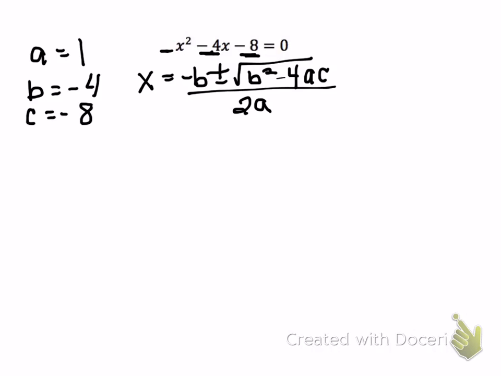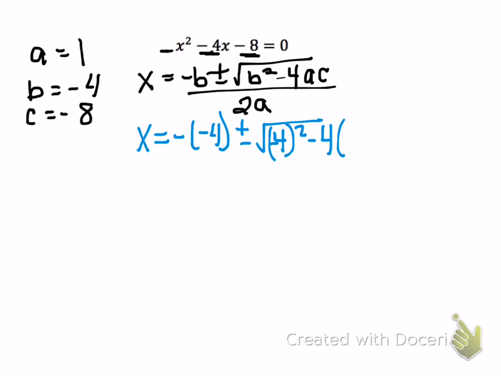I always like to write the formula just because it's a good foundation. Helps me remember what needs to go where. Now I'm going to go ahead and start plugging things in. So x equals the opposite of my b value. Notice that I'm not simplifying right now. -4 squared minus 4 times 1 times my c value, which is -8, all over 2 times 1.